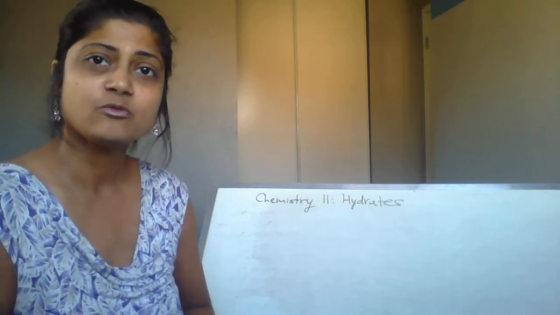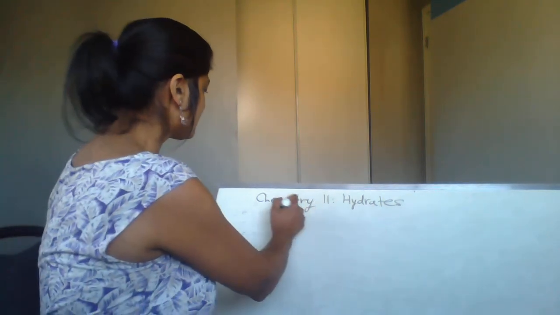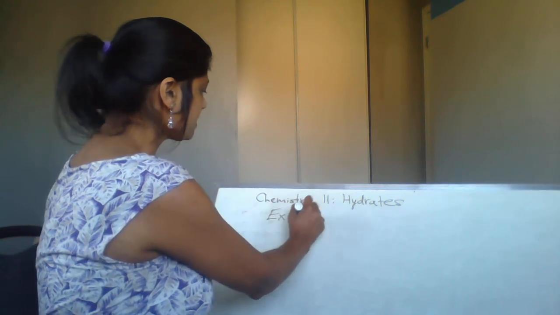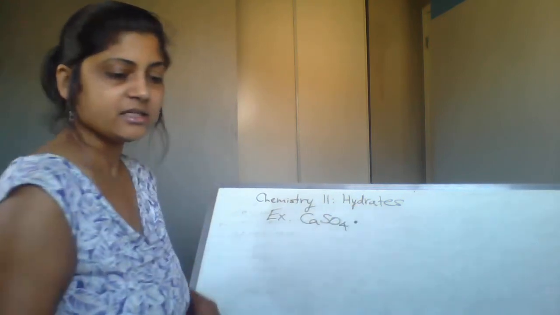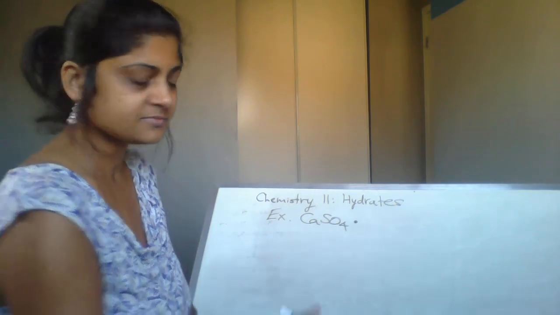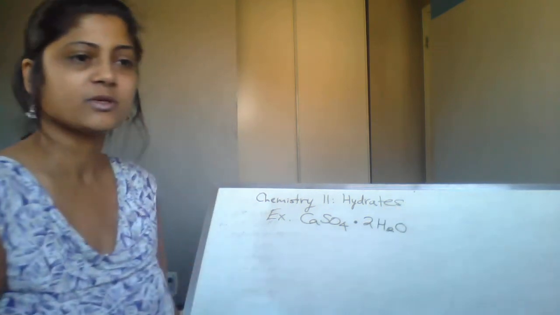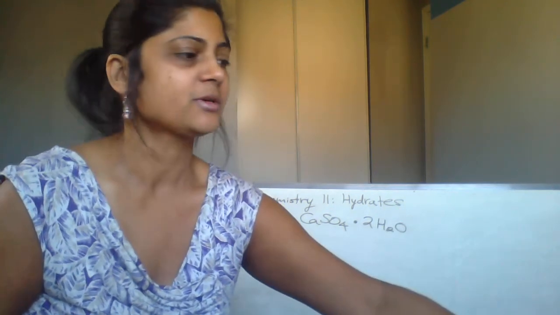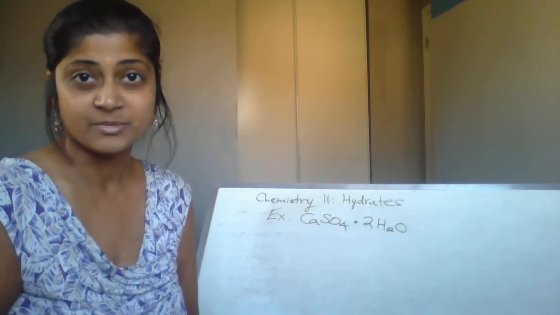First off, what is a hydrate? A hydrate is molecules of water that are attached to the actual compound. I'm going to do an example here. Say I have calcium and then SO4, and then there's a dot like this, and I'm going to put 2H2O. So it looks something like this. What you're going to do is name what the compound is.